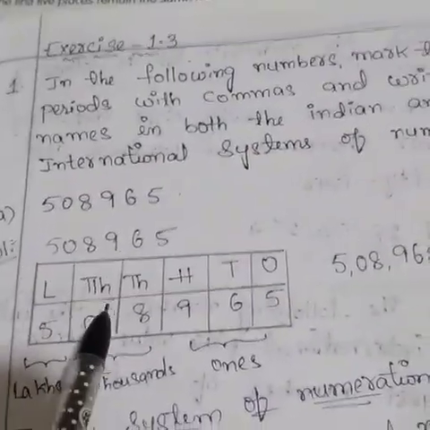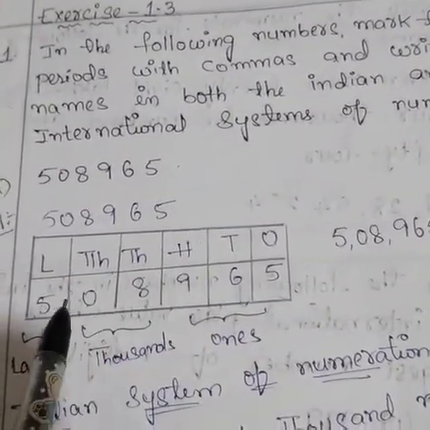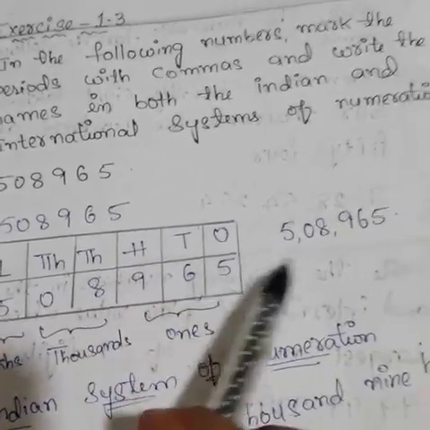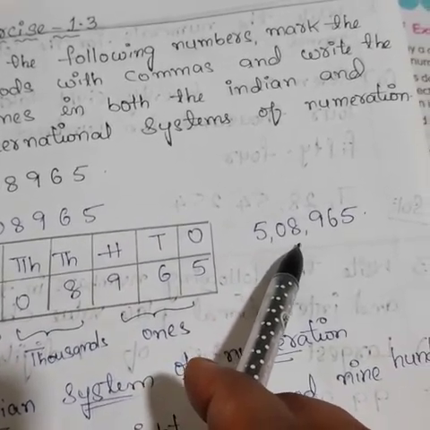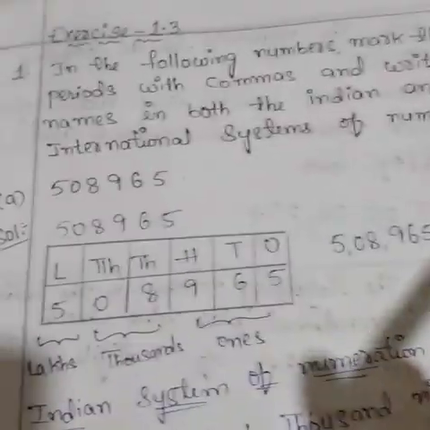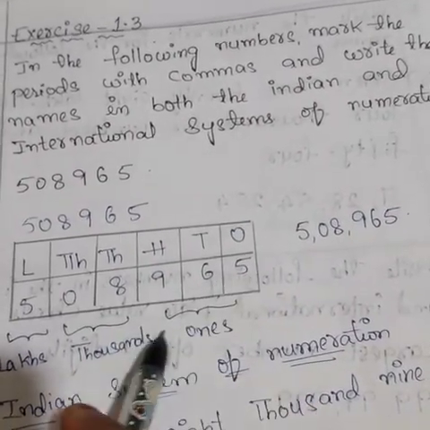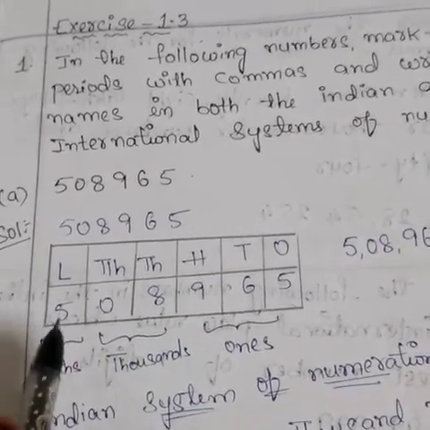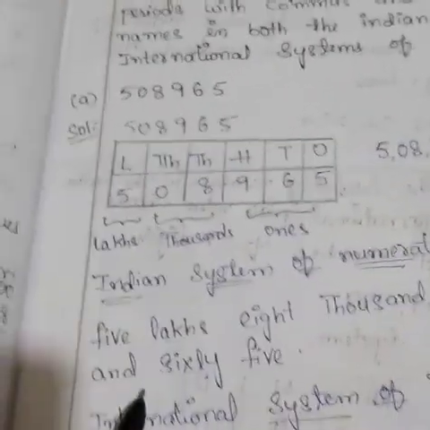So this is the place value chart of the Indian system: ones, tens, 100, 1000, 10,000, lakh. So 5 lakh 8,965. After 5 you have to keep a comma, and after 8,000 you keep a comma, 965. You have separated with periods also. Ones, tens, 100 will come at ones. 1,000 and 10,000 will come at thousands, and lakh will come at lakhs. This is the Indian system of numeration.